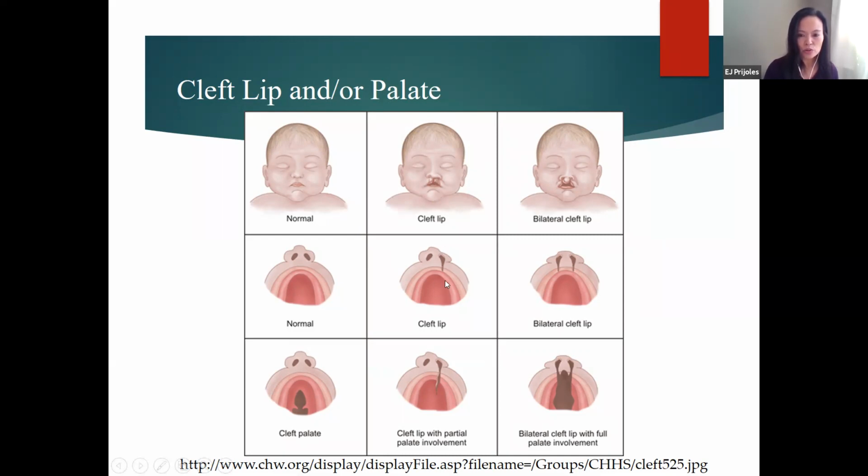So an individual who just has the cleft lip involvement and some of the alae, and then here a little bit more involved with a portion of the gum involved. And bilateral cleft lip, you can see here with full palate involvement in this bottom slide.